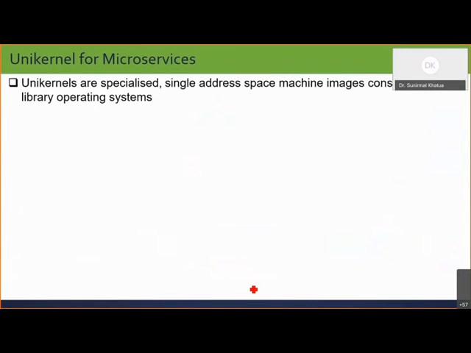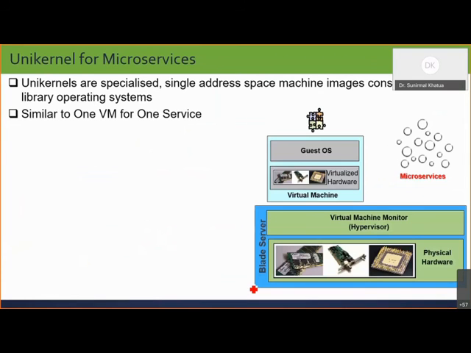What is a unikernel? Unikernels are basically specialized single address space machine images constructed by library operating systems. To understand this term, let me give you one example. We already discussed that in the case of containers, one microservice is not mapped to one virtual machine. One microservice is mapped to one container, and multiple containers are mapped to one virtual machine. That was the concept in containers. But in unikernels, it is reversed again: one VM for one service.